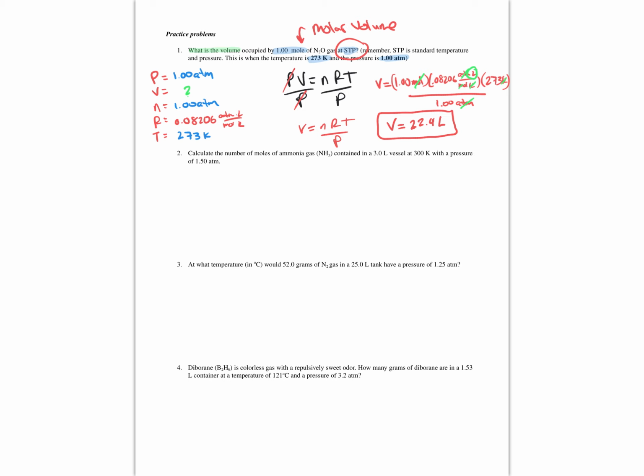However, if we were not at STP, the temperature would be different, the pressure would be different, and then the resulting volume would be different. But when at STP, 1 mole of any gas will equal 22.4 liters.